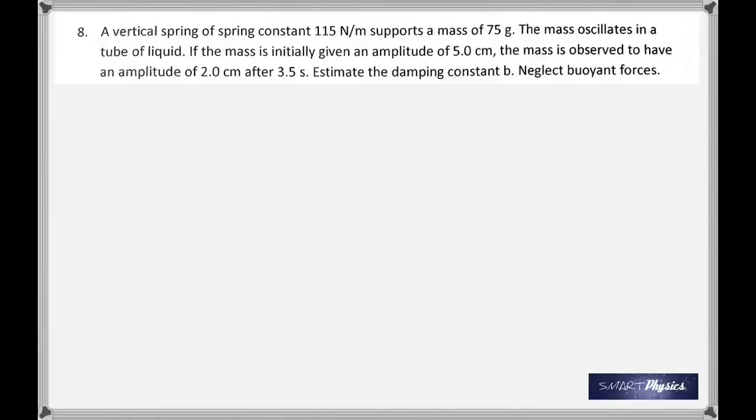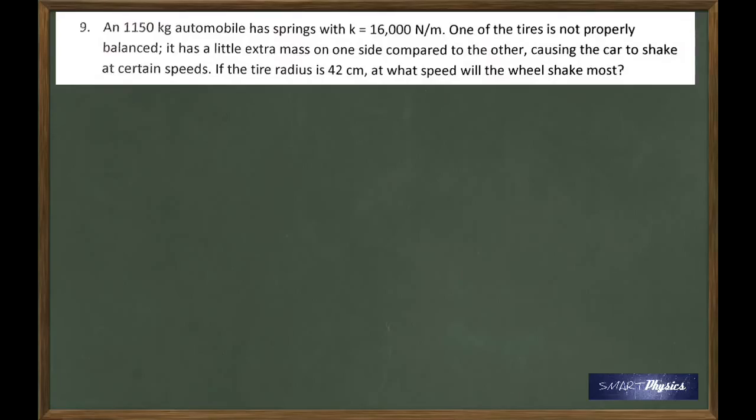I do not need the problem on damping. So let's go to this one. A 1150 kilogram automobile has springs with K 16,000 Newton per meter. One of the tires is not properly balanced. It has a little extra mass on one side compared to the other, causing the car to shake at certain speeds, which is not comfortable. So that's why the tires have to be balanced. If the tire radius is 42 centimeter, at what speed will the wheel shake the most?